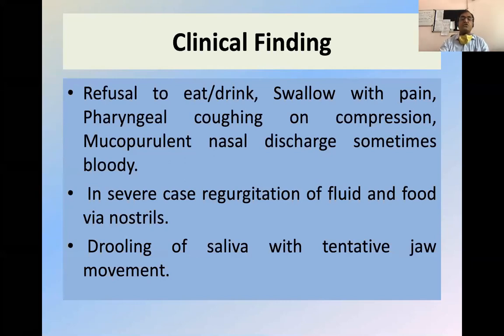If that inflammation is very, very severe, there is a chance of regurgitation of fluid and food material from the nostril also. Whenever the animal starts taking food and swallowing it, there is severe pain in this region, and in that condition, they regurgitate the food from the nostrils or from the mouth cavity.